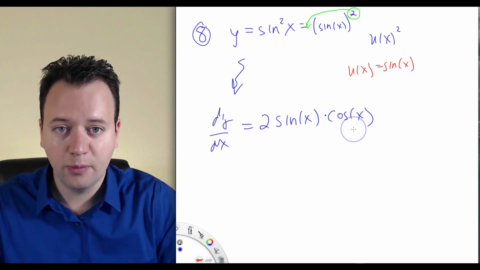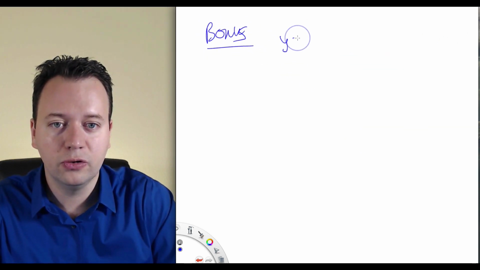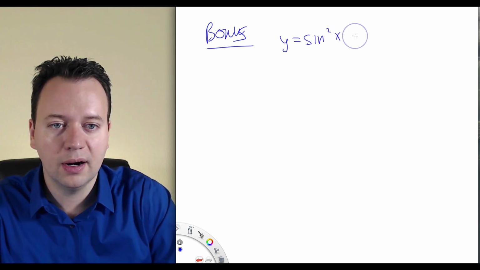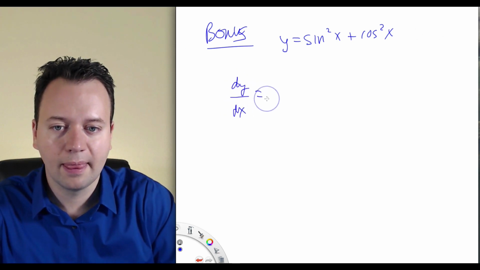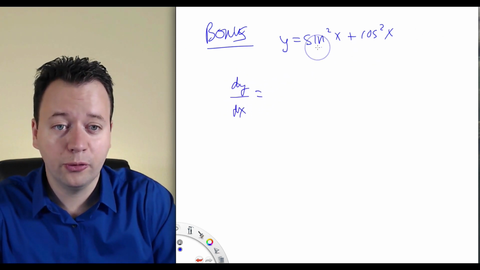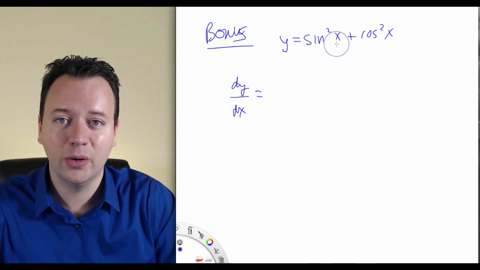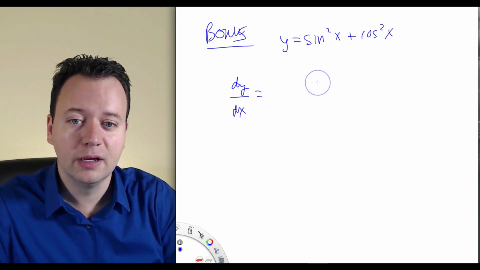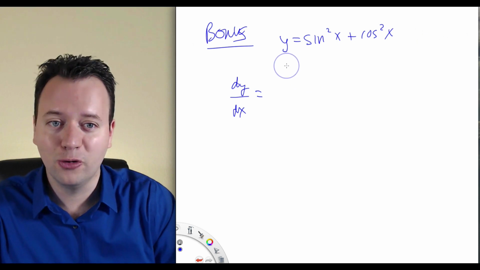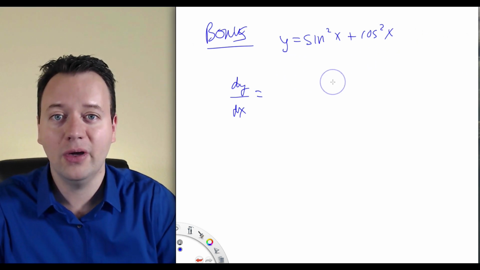And as an added bonus, so this is my bonus, let's compute the derivative of sine squared x plus cosine squared x. And what we'll do is we'll prove that this is equal to 1. So we'll prove the trigonometric identity that sine squared x plus cosine squared x is equal to 1 using calculus and derivatives. So the first step is to prove that this is constant. And then we'll say, well, you can just evaluate it at any point and you get 1.